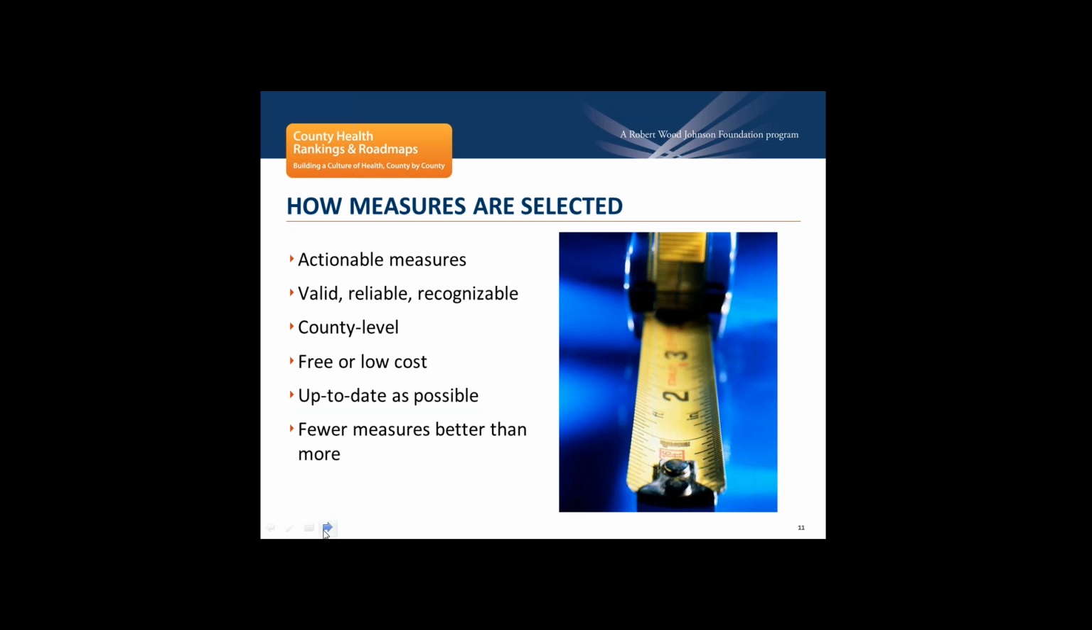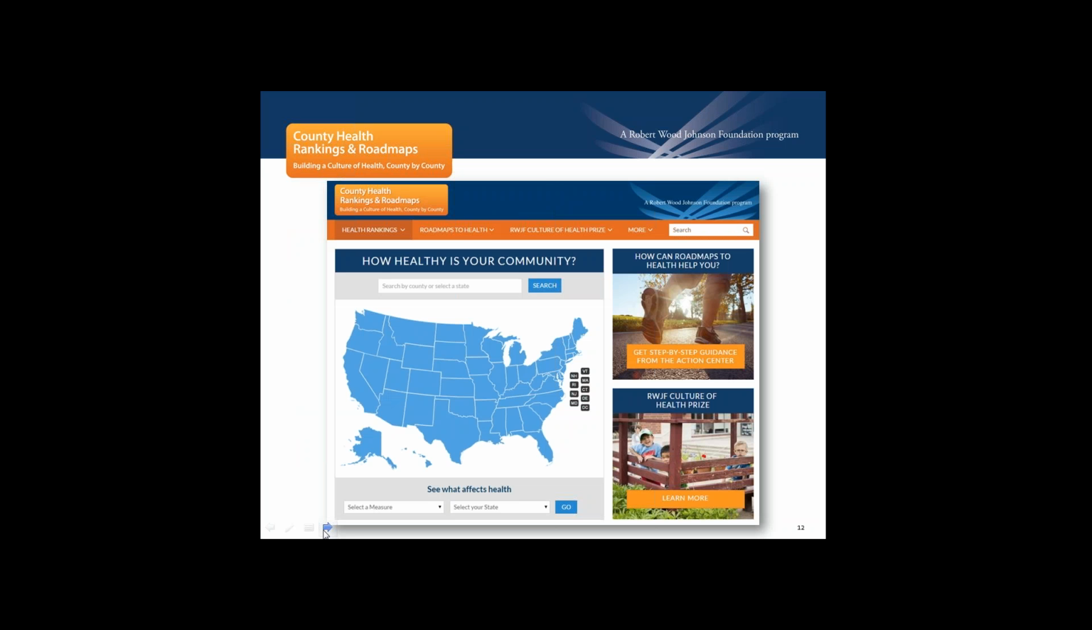We use fewer measures, 35 in 2015, because the rankings are meant to be a snapshot, something truly usable for people in the community. This data is a starting point for communities. So having looked at the model and the measures, now we're going to take a brief look at a county example. So what does it look like on the website?